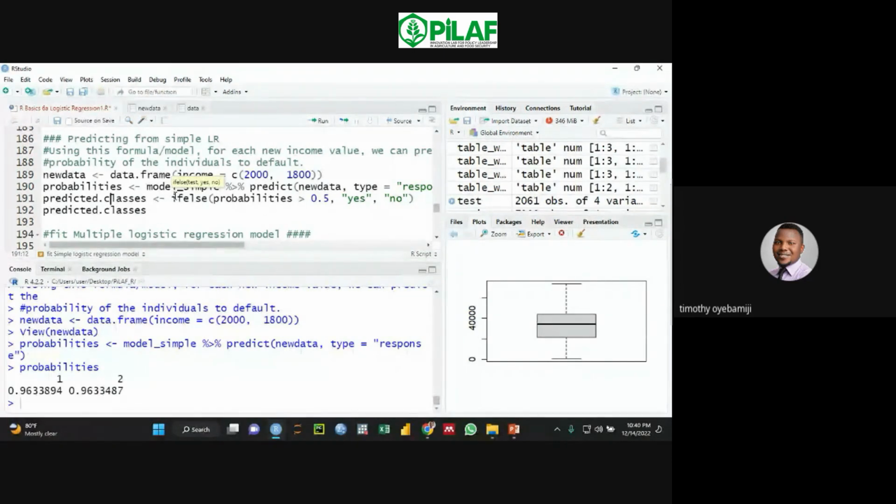Otherwise, the person is less likely to default. All right. So for the predicted classes, we have if-else on the probabilities. If the probability is greater than 0.5, yes. Else, no. That's what that line is talking about.